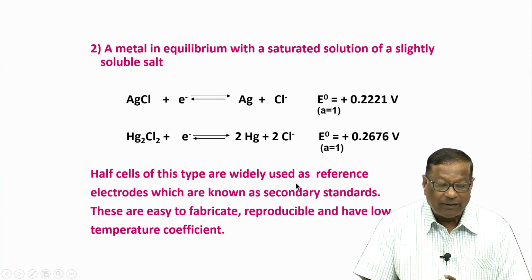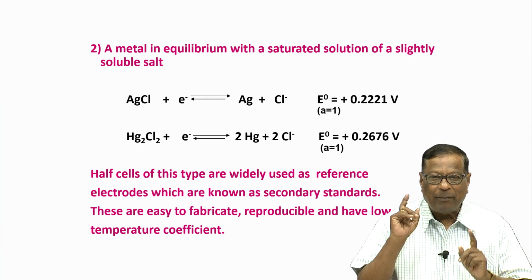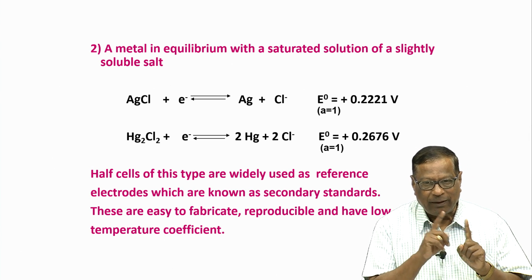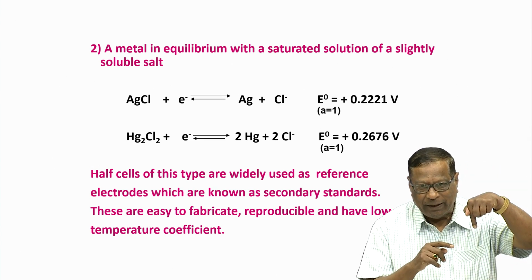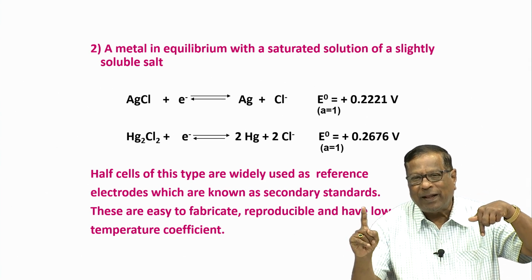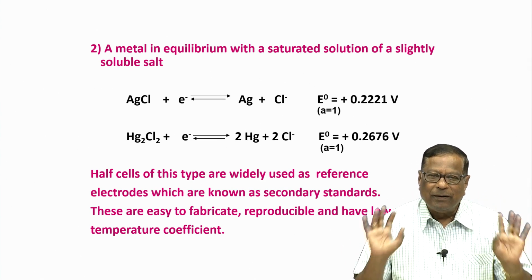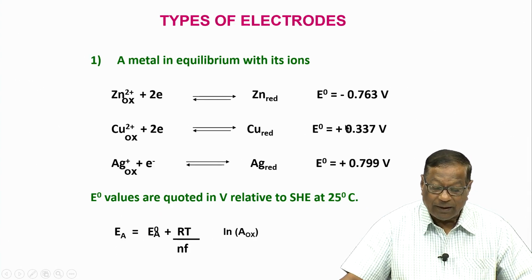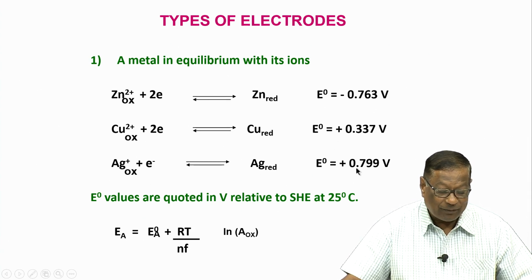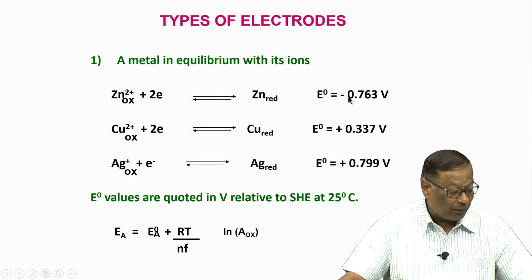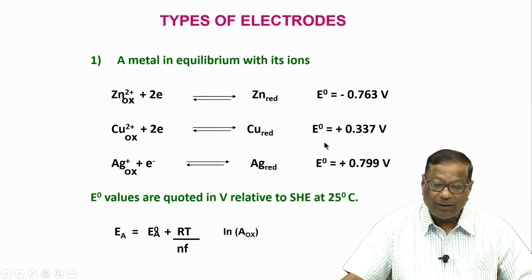So, a metal, that is one kind, is a metal in equilibrium with its own solution, a metal wire, rod, or electrode in equilibrium with its own solution, coupled to the standard hydrogen electrode. Whatever EMF value, potential value I get, I list. So, that is how I got it. For zinc it is 0.763, for copper it is 0.337, and for silver it is 0.799. For zinc it is negative, that means the hydrogen electrode becomes positive in this case, here it is negative.